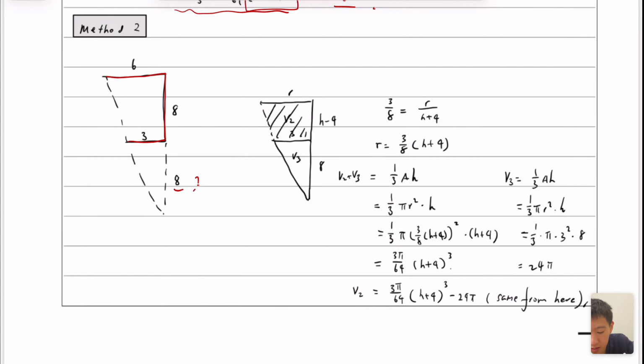And now I want to know this part. So here it's 3. Here it's 8, which I just calculated. This is h minus 4. It's not h. And this is r. So I use some trig ratios to find the expression for r and for h.